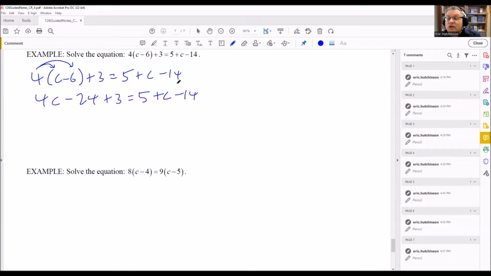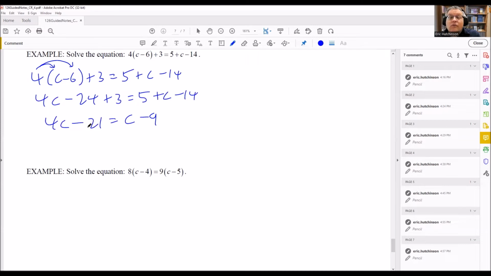Now I end up with some things on both sides that I can simplify a little bit further, because I've got the negative 24 plus 3, and I've also got the 5 minus 14. So what I'm going to do here is I want to clean up both sides here. So negative 24 plus 3, I get 4c, that's going to be a minus 21. On this side, I get 5 minus 14. That's negative 9. So I'll write it as c minus 9. I could have also done negative 9 plus c. Doesn't matter. Okay, so that's the first step, is distributive property and then simplifying, adding all the like terms together.